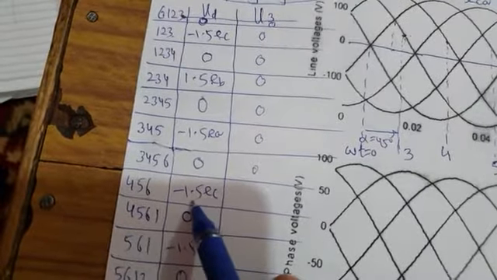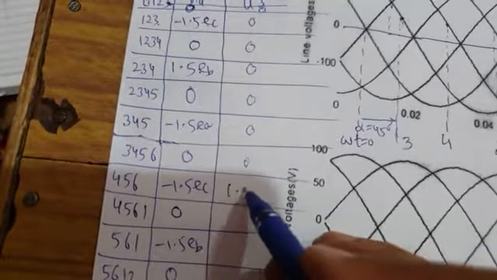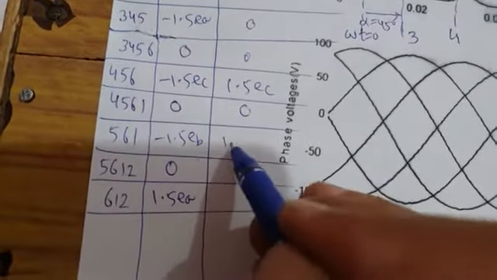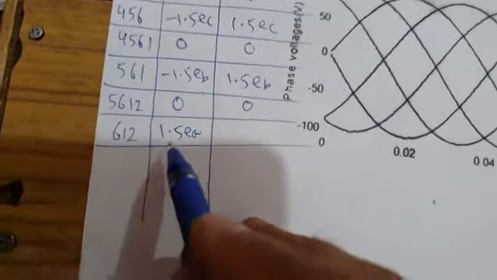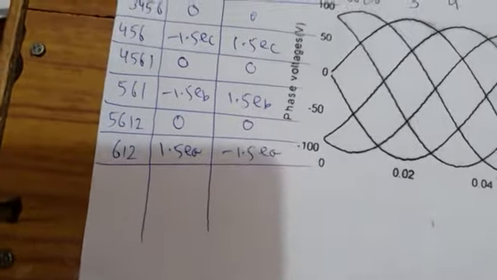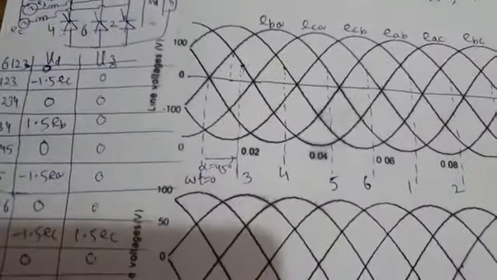Just opposite of load voltage. If load voltage is minus 1.5 EC, it will be plus 1.5 EC. Then 0, this is minus 1.5 EB, valve voltage will be plus 1.5 EB. Then valve voltage is again 0. If load voltage is 1.5 EA, valve voltage will be minus 1.5 EA. So we have completed our table. With this table, we can now go for drawing the waveforms.